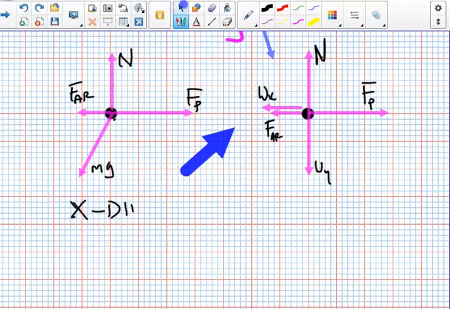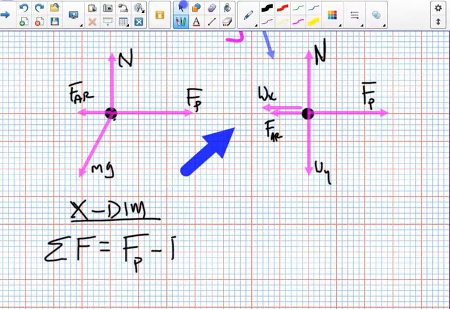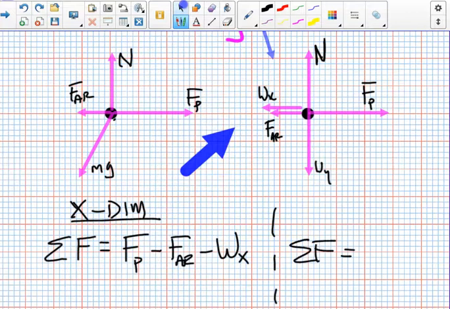So in the x dimension, there are two ways to look at net force. Net force could be the sum of all the forces. Going to the right would be the propulsion force of the motorcycle, we'll call it positive. Against it will be the force of air resistance, and against it will be the x component of the weight. But the other way to look at net force in the x is ma. And all the acceleration is going to take place in the x. In the y, it's just going in and out of the ramp. It's not going to go anywhere.